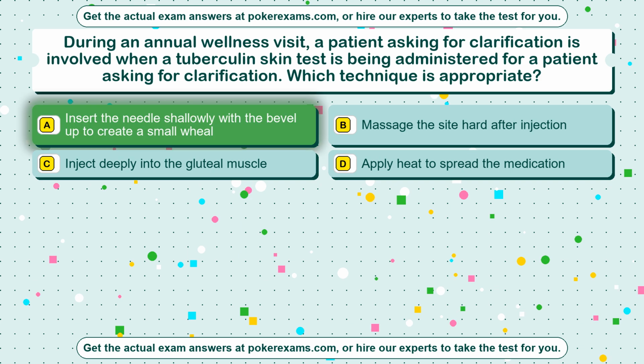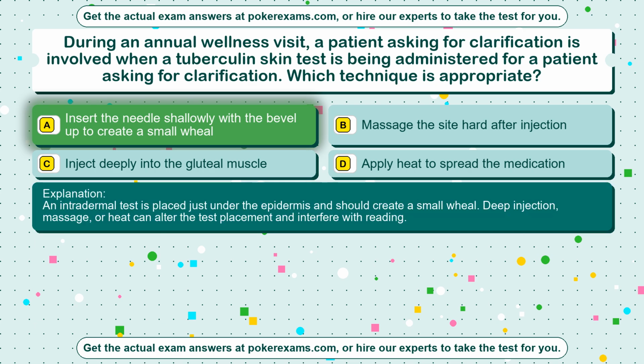The correct answer is option A. Insert the needle shallowly with the bevel up to create a small wheal. An intradermal test is placed just under the epidermis and should create a small wheal. Deep injection, massage, or heat can alter the test placement and interfere with reading.